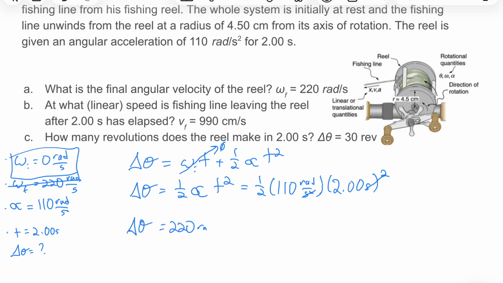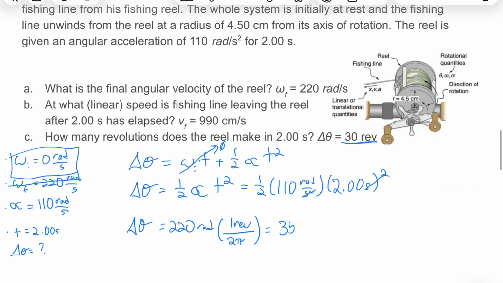220 radians for delta theta. But the answer here was given in revolutions, so let's think about how many revolutions that is. Remember that every one revolution is 2 pi radians, right? Because when we go around the circle one full time, that's 360 degrees, or 2 pi radians. If you did 220 radians divided by 2 pi radians per revolution, then we should end up with 35 revolutions. So I'm going to go change that answer key. This should be 35 revolutions.